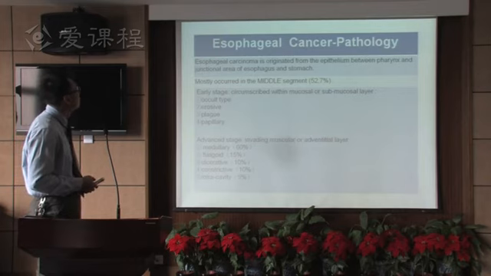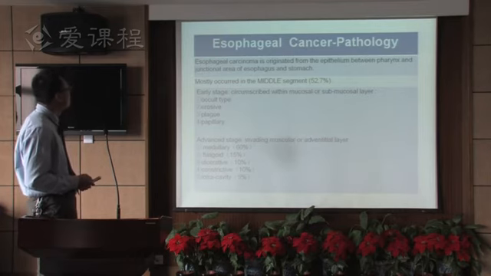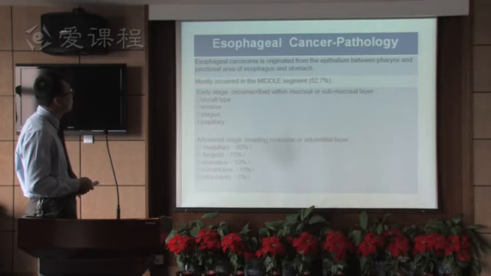For the pathology, esophageal carcinoma originates from the epithelium between the pharynx and the junctional area of the esophagus and stomach. Mostly it occurs in the middle segment, about 52.7%. The early stage is circumscribed within the mucosal or submucosal layer.